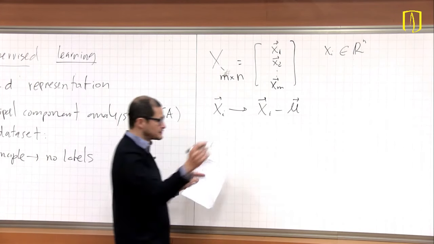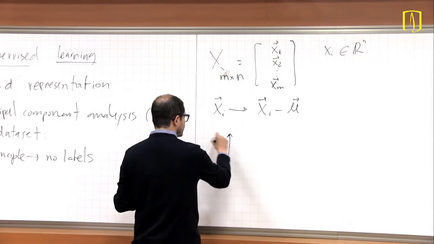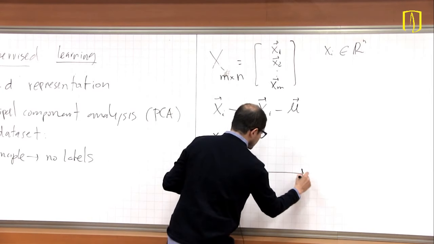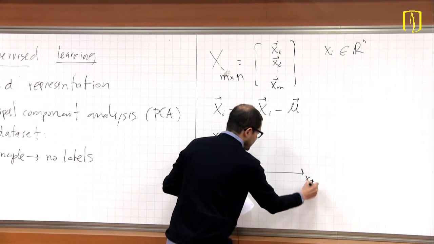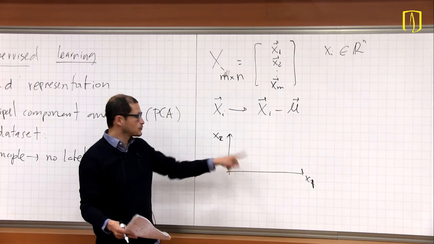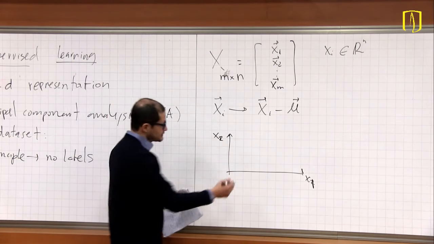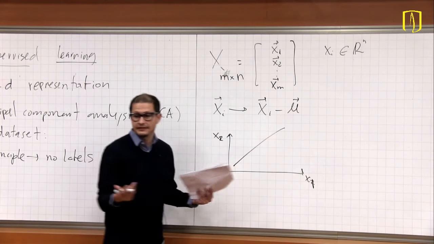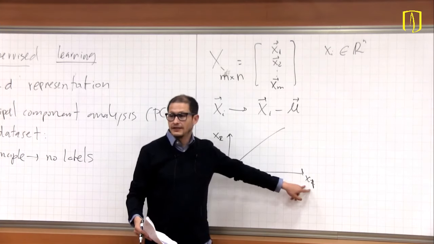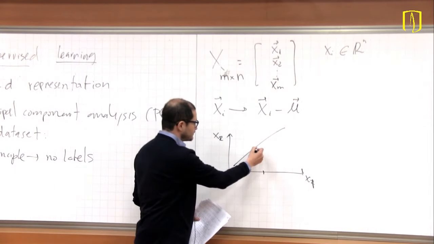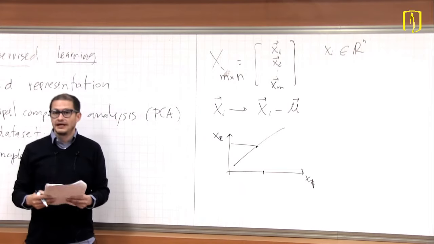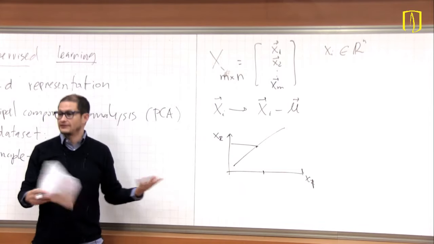Let me just give you an extreme example. Suppose you have two variables, x1 and x2, and there's a perfect correlation between x1 and x2. Let's say they're related by a linear relation. It means that if you know x1, you can perfectly know the value of x2. And so these variables are perfectly correlated.